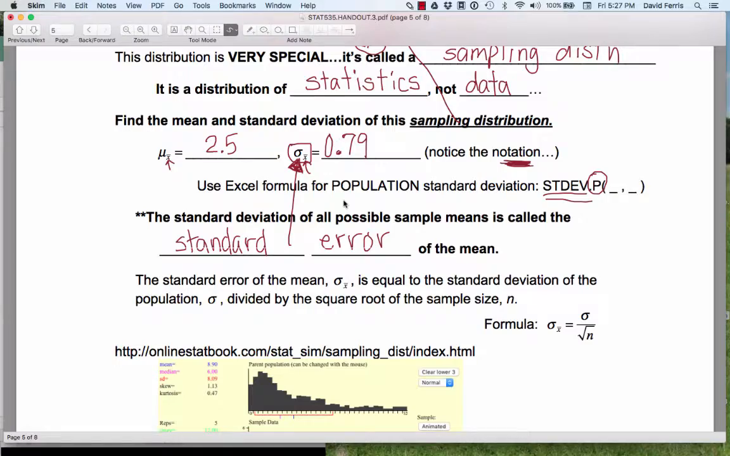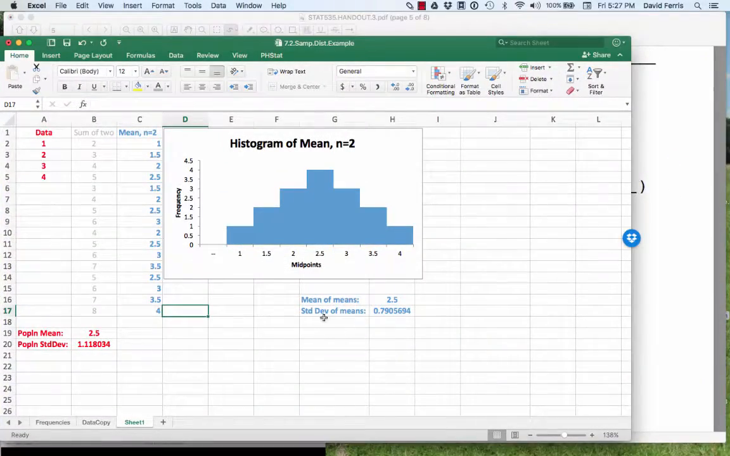Now, it does turn out that there are two ways we could have calculated that the standard deviation of this sampling distribution was 0.79. I did it by just having Excel calculate. In fact, I can show you here. Here's the formula up here. I had Excel do the standard deviation of the population of these blue numbers. That's one way to calculate it.